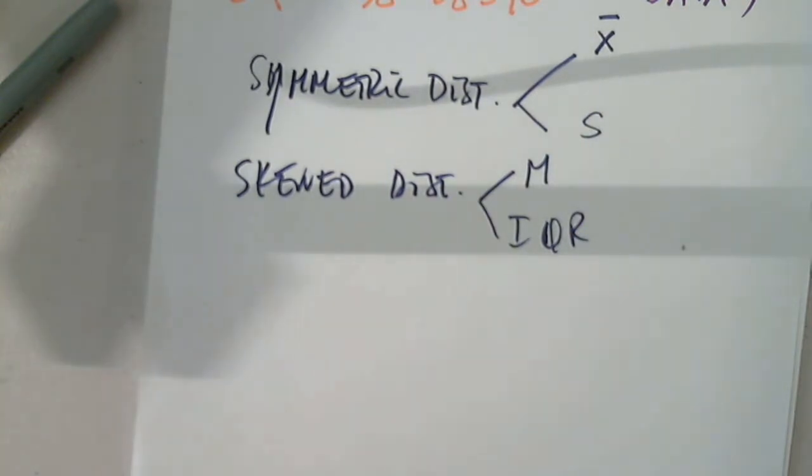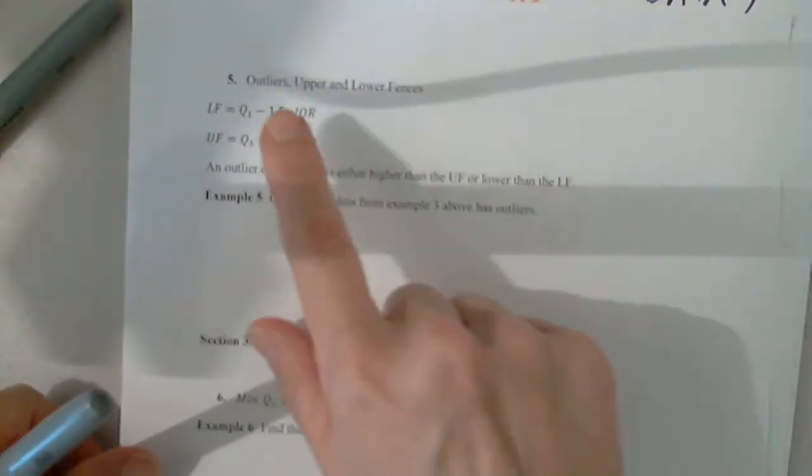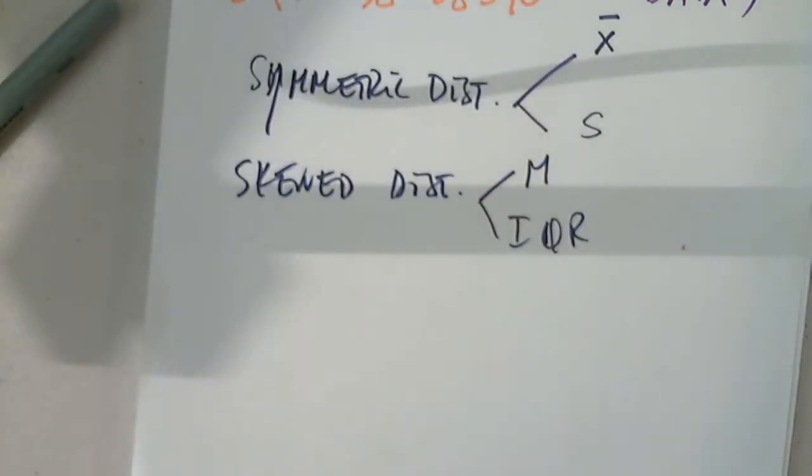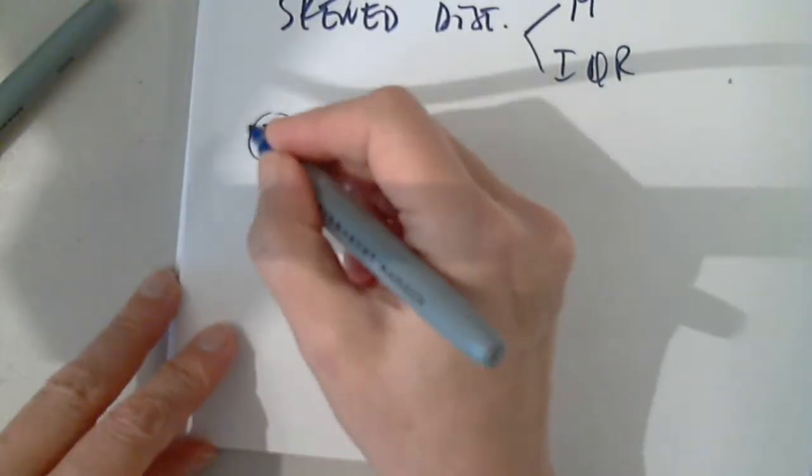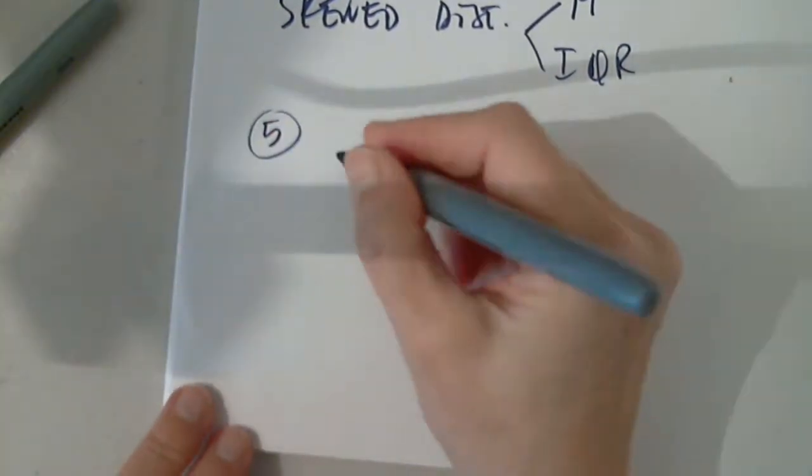Okay, finally, let's talk about outliers. And what is an outlier? So that's number 5. Last step in this section, outliers.